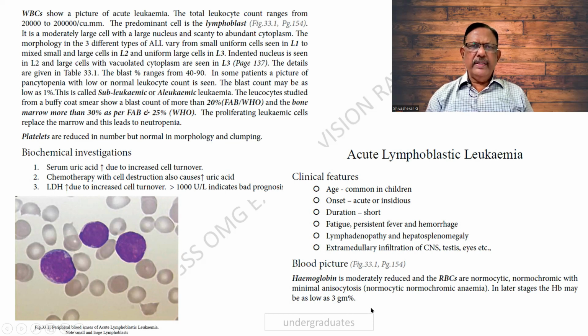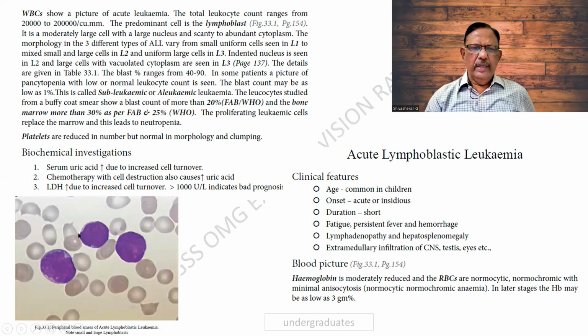Blood picture, generally, there will be an anemia, hemoglobin will be reduced, standard for all leukemias. But in a case of WBC, the count is increased, though not as much as AML. It starts from 20,000, but can go up to more than 1 lakh. The cell is the lymphoblast. You will have to describe that particular table.